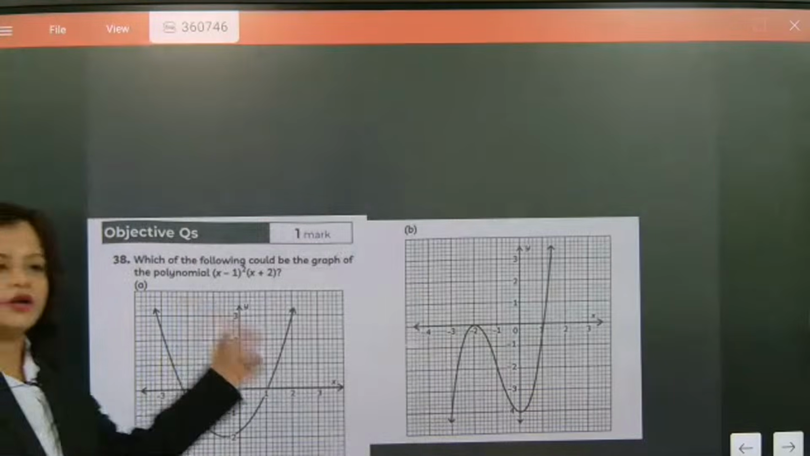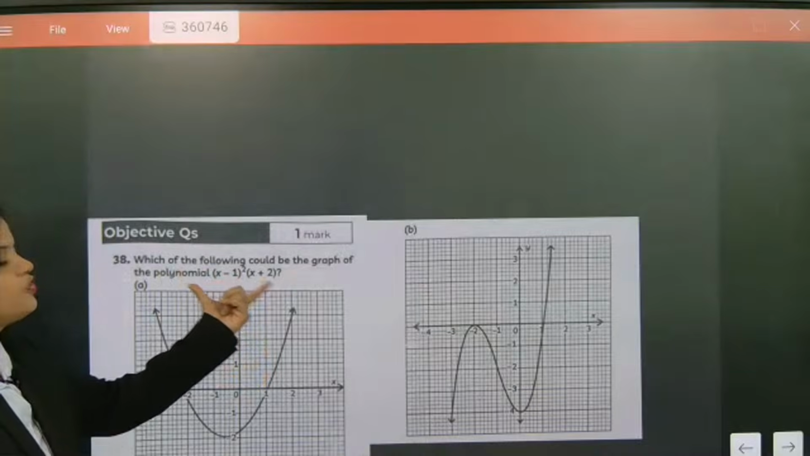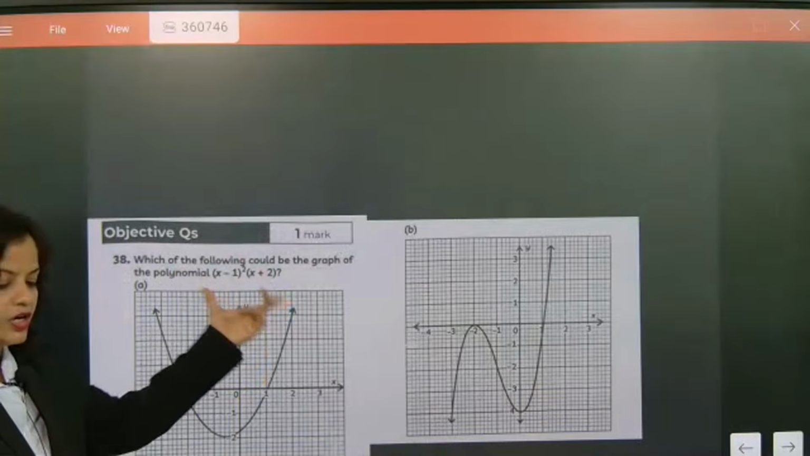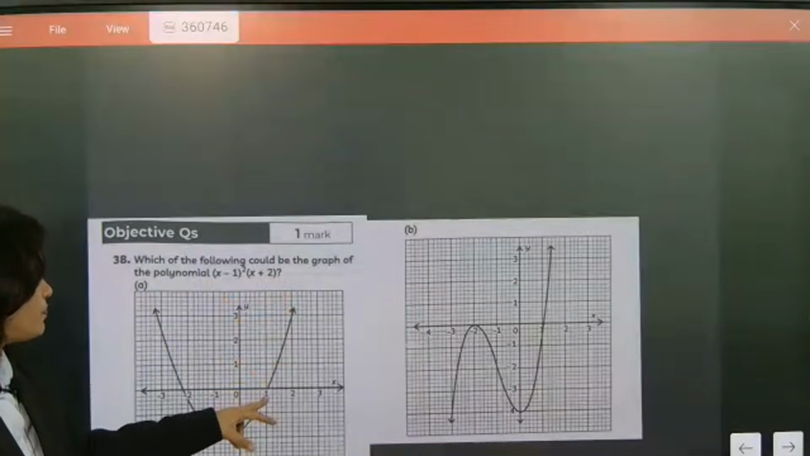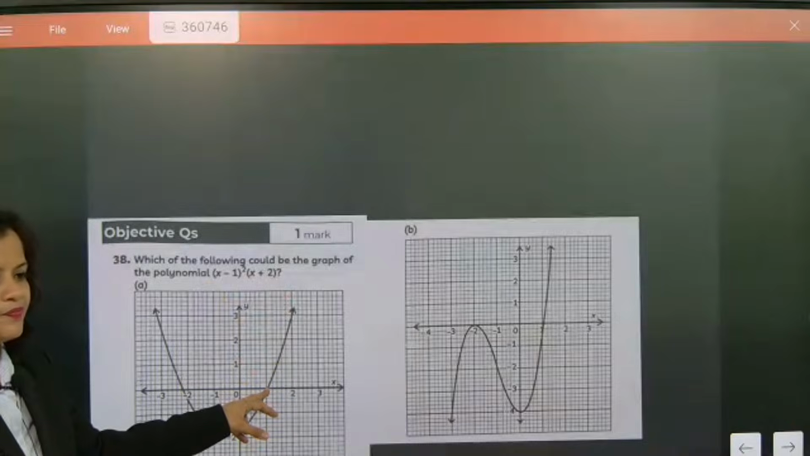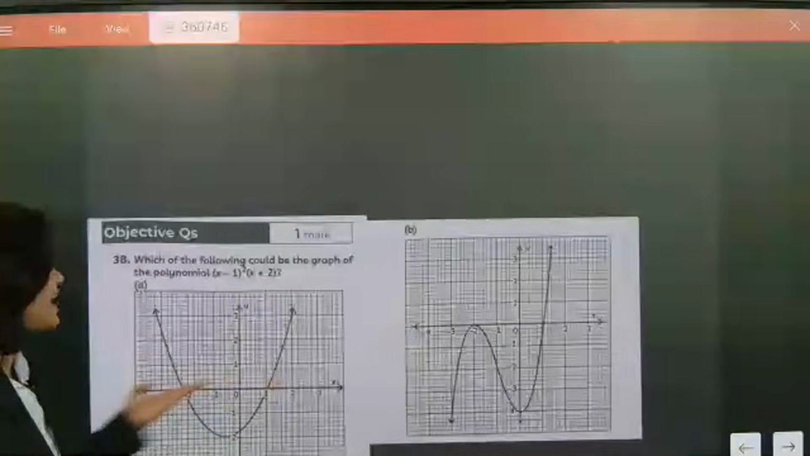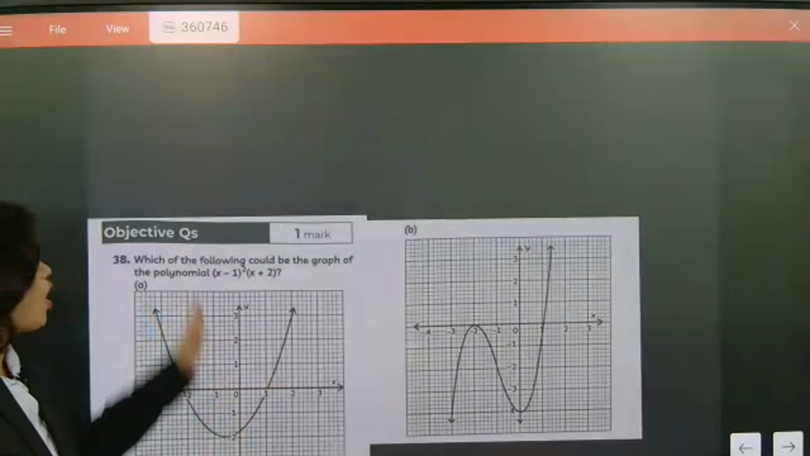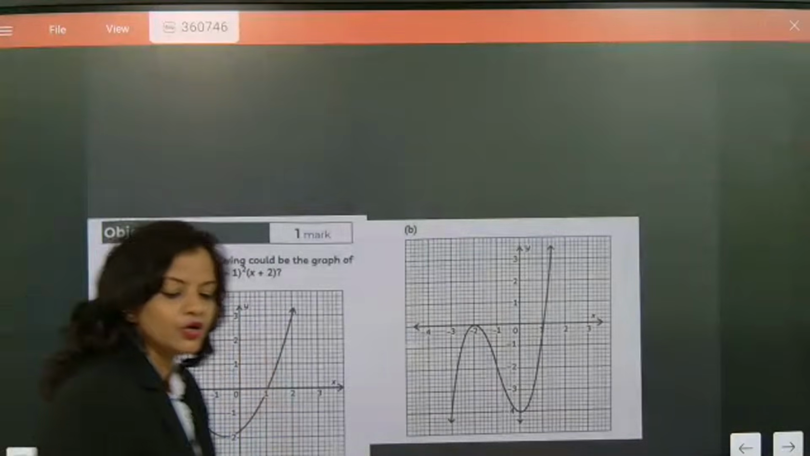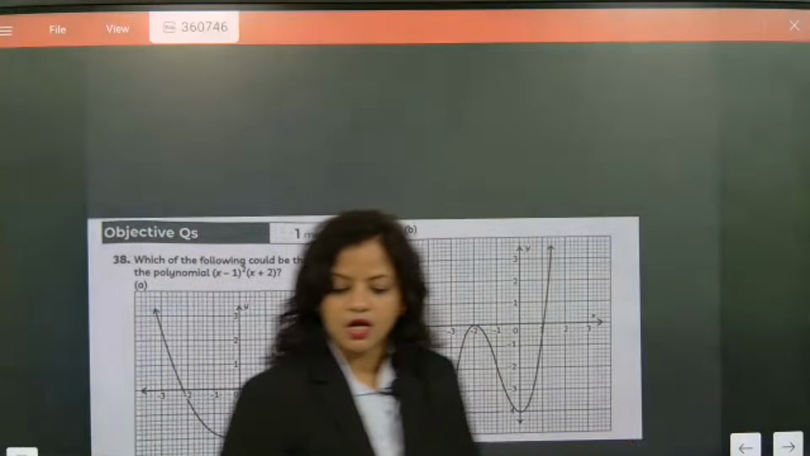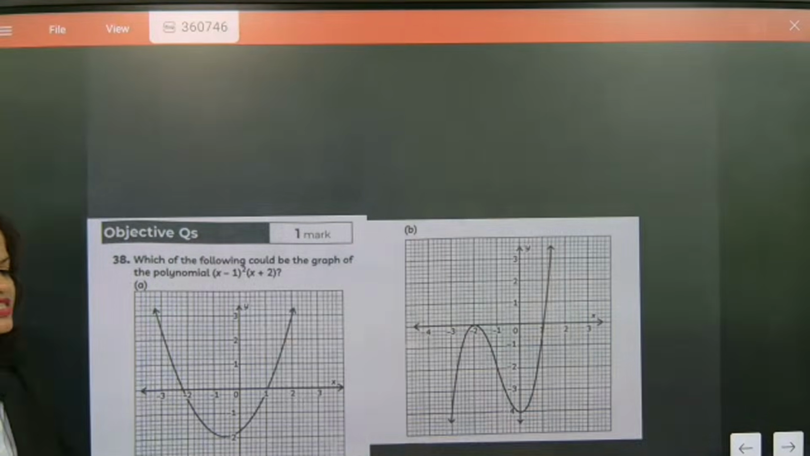Now look here. Did you understand what we have to do? First, we have to find the factors and convert fully. After that, we will start putting in all the critical points. This point is what point, beta? x = 1, y = 0. On the x-axis, the y value is 0. On the y-axis, the x value is 0. Understood?